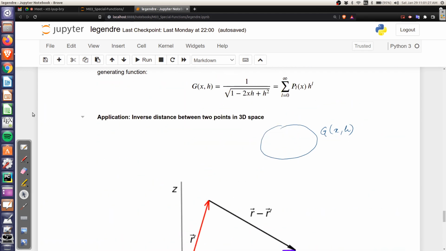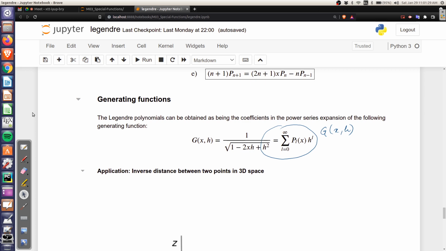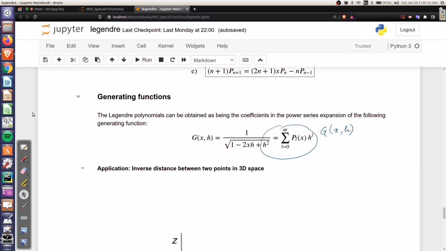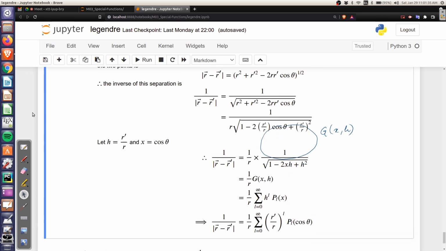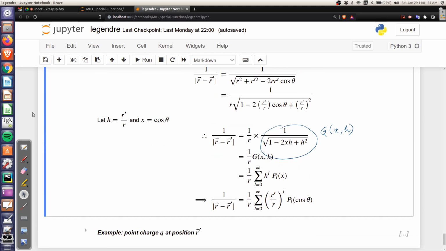Yes, sir. Here, right? The same generating function, 1 by under root 1 minus twice xh plus h square. So it's nothing but the generating function. Okay, so I can just go ahead and replace this. The moment I see that this is a generating function, 1 by r, it's a generating function, and we know that the generating function can be written as a power series expansion, where the coefficients are nothing but the Legendre polynomials. So the inverse distance can be written in this way.